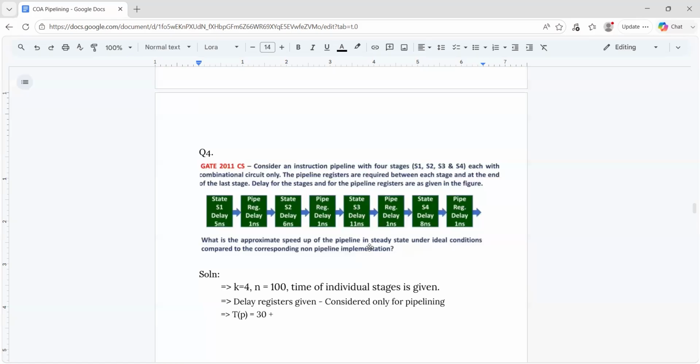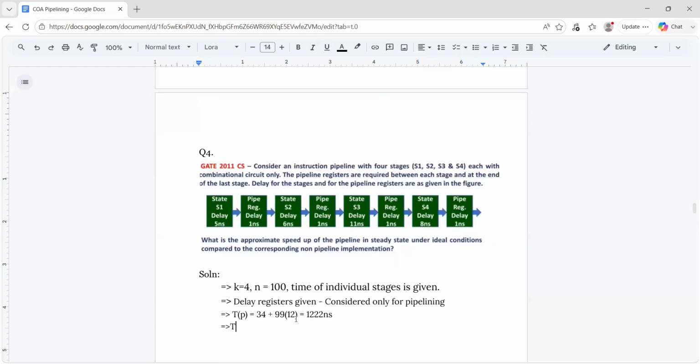Plus, the instructions were taking it as 100. So that will be 34 plus 99 into 12. Why 12? Because that is the slower stage which we need to take, and it is 11. And we also need to include the 1 nanosecond, which is the delay caused because of this stage. So here the answer would be 1222 nanoseconds.